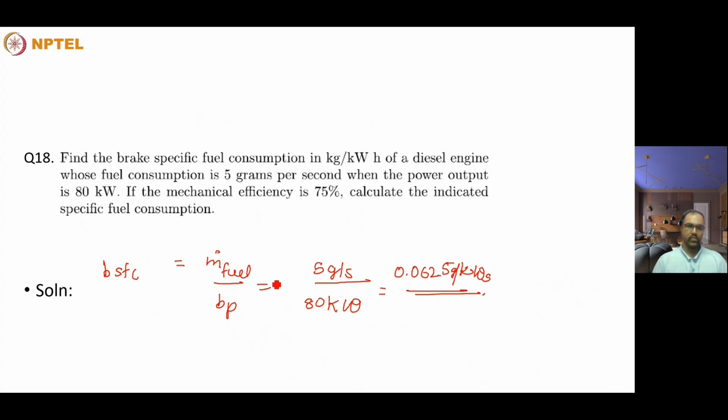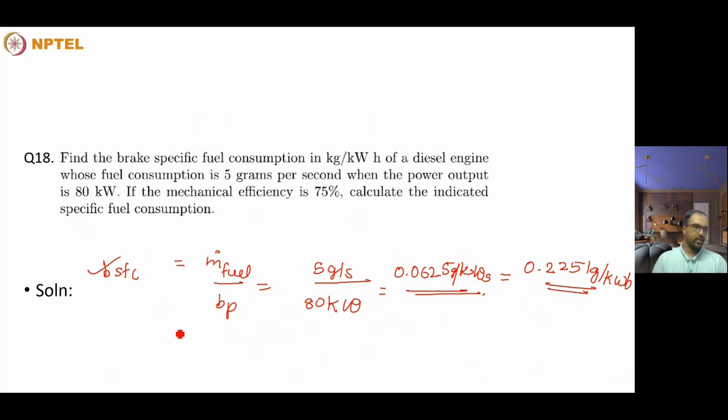So the brake specific fuel consumption we get, we'll just convert that into the standard format. Second to hour, we have to multiply by 3,600. Gram to kilogram, we have to divide by 1,000. So the whole quantity we multiplied by 3.6 to get the value in kilogram per kilowatt hour. So it will be coming around 0.225 kilogram per kilowatt hour.